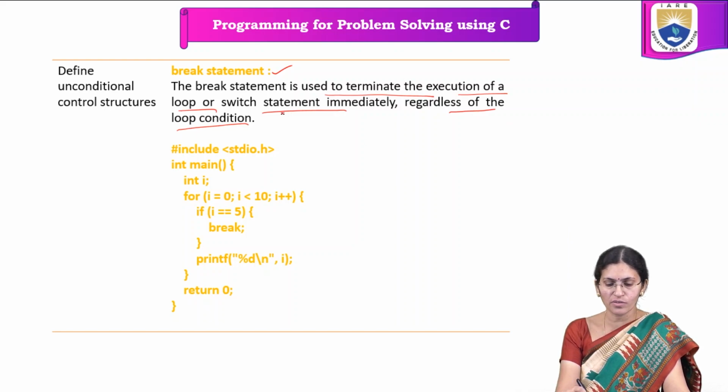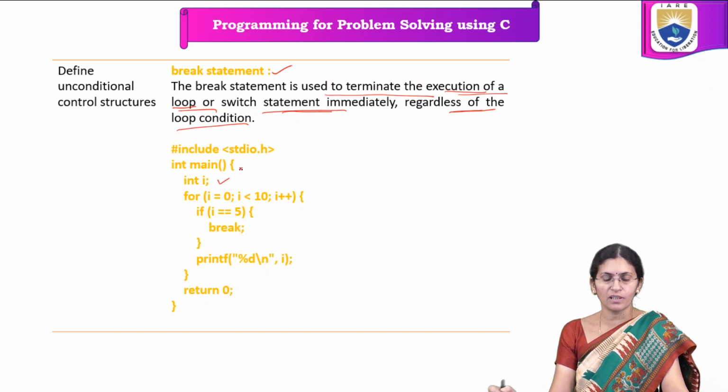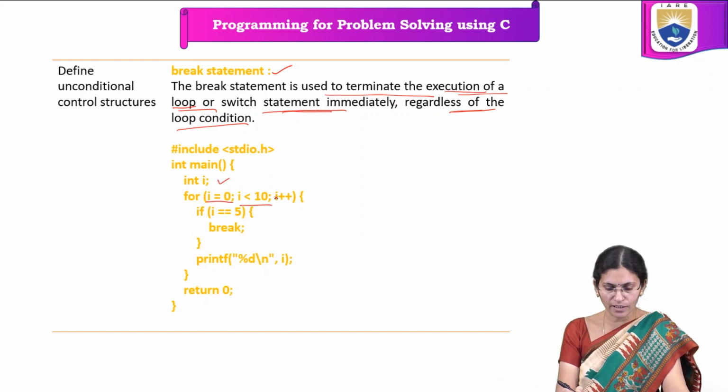Break is used in the switch statement, and it can also be used in any loop to break out of the loop. For example, consider this program. Here we have declared one variable i equal to 0, i less than 10, i plus plus. If i is equal to 5... this program will print i equal to 0, then 1, so initially 0, 1, 2, 3, 4 will be printed.